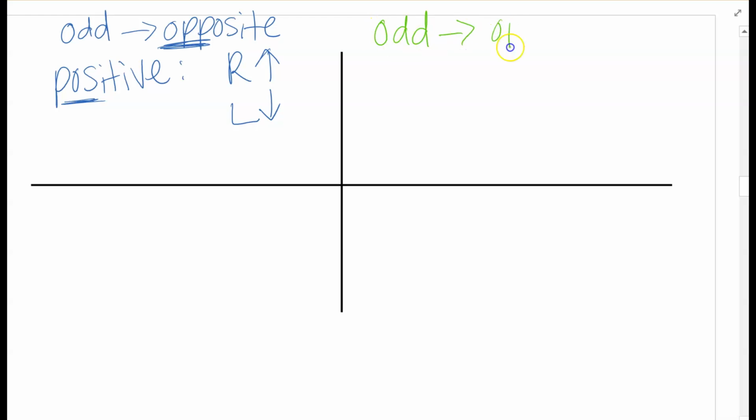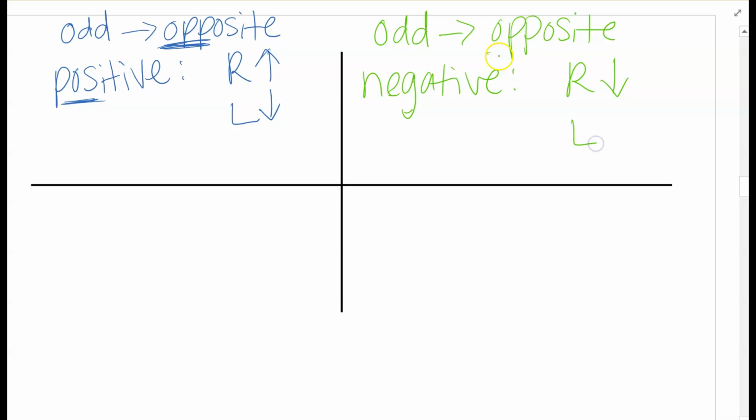Then if I had an odd function, again it means opposite, but I have a negative instead of a positive. That tells me, again, the leading coefficient always tells you the right side. So if it's negative, the right side is going to go down, and then my left side, because it's the opposite, has to go upwards. It's the opposite of the right side.